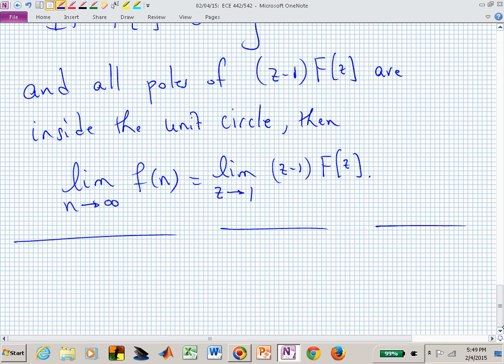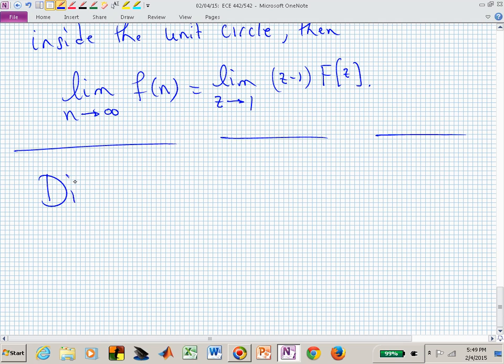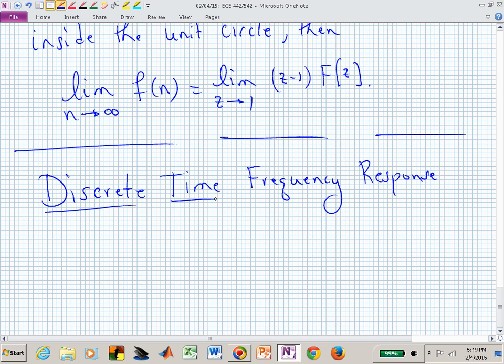Let's look at one more topic that hopefully I can get to the punchline. We're going to build up to this, but this concept I want you to be capable of using or performing, what's needed on exam number 1. And that's this discrete time frequency response.